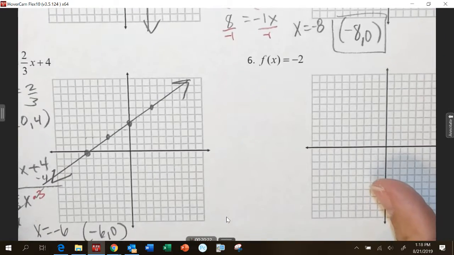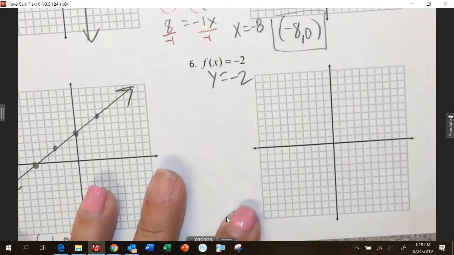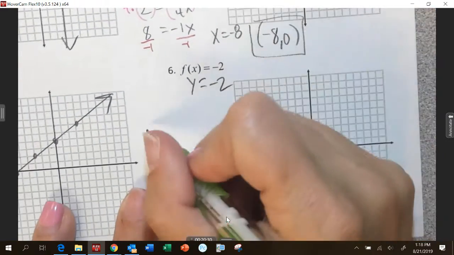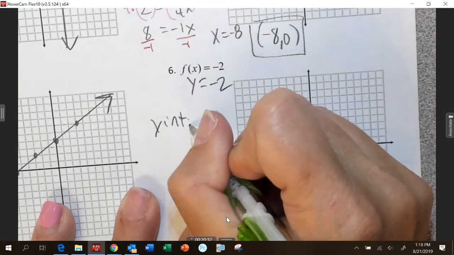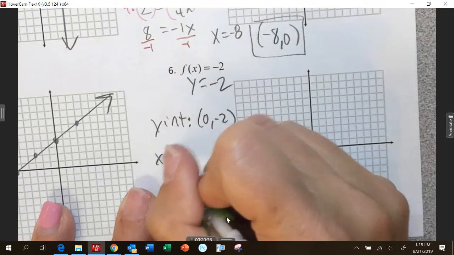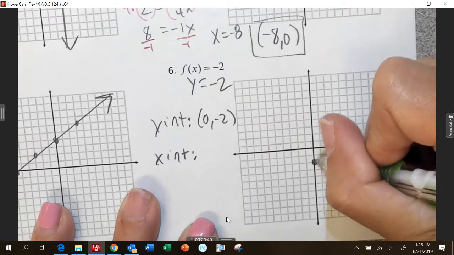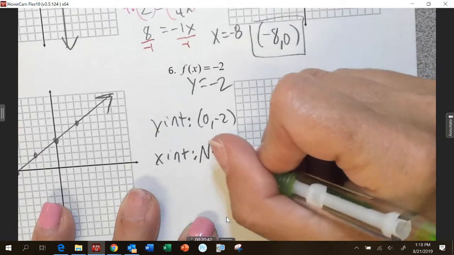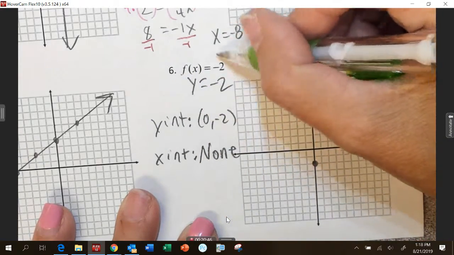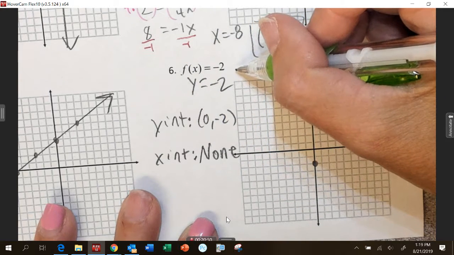Oh my gosh, one more. Last one is just like saying y equals -2, and we did those yesterday. So if y equals -2, that is the y-intercept, 0, -2. X-intercept, where is it? Why is there none? But how do you know that unless I've already graphed it? How do you know that from the equation? That'll never touch the x-axis.